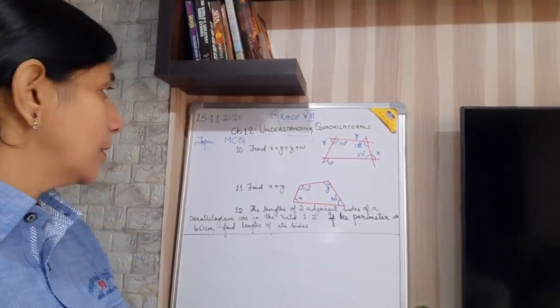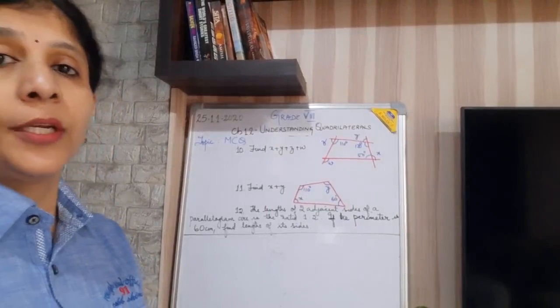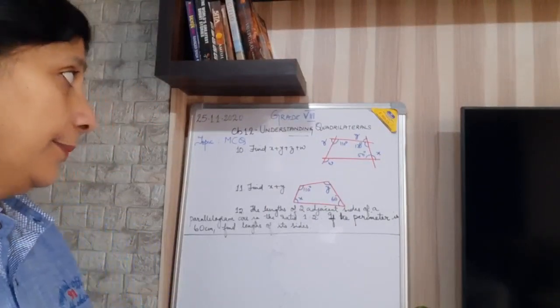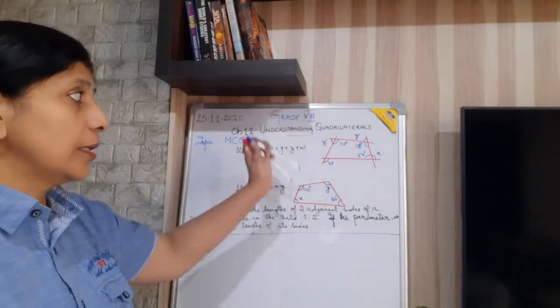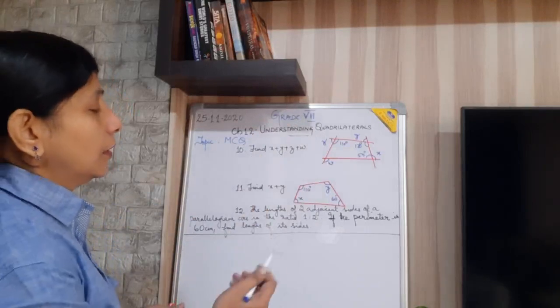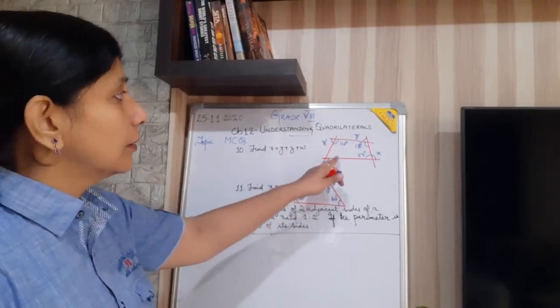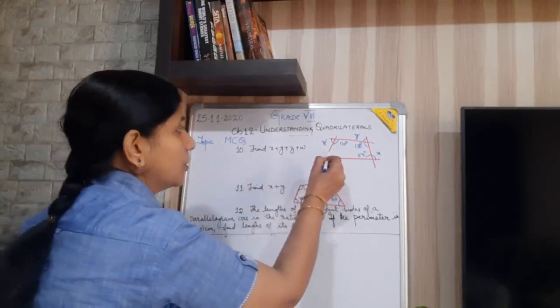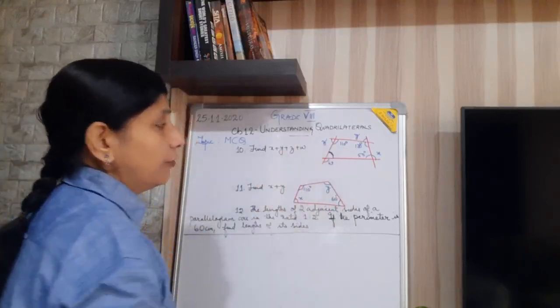Go for the next question. The figure is given. You have to find out x, y, z and w and their sum. See here in the figure, all are exterior angles. Before that, we have to find w, this interior angle. So how will you find this interior angle?